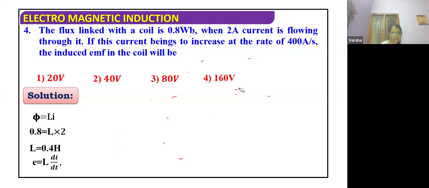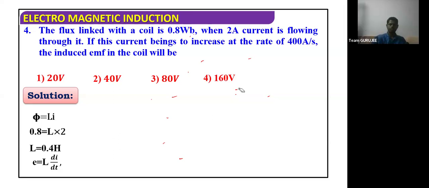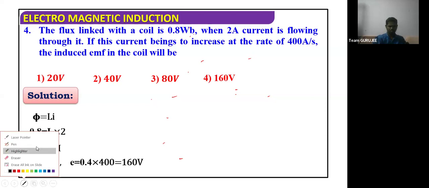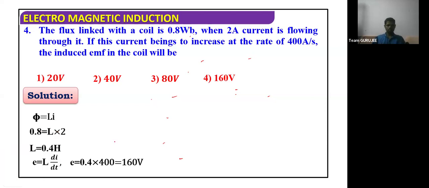160 volt. Then E is equal to 0.4 into di by dt, which is given as 400. If the current begins to increase at the rate of 400 ampere per second, therefore the di by dt value is 400. Therefore 0.4 into 400 is 160 volt.